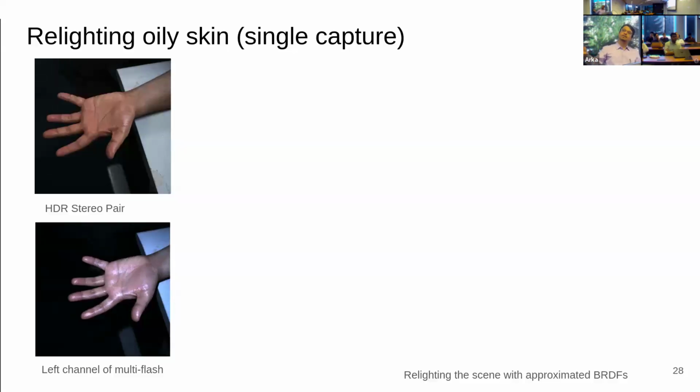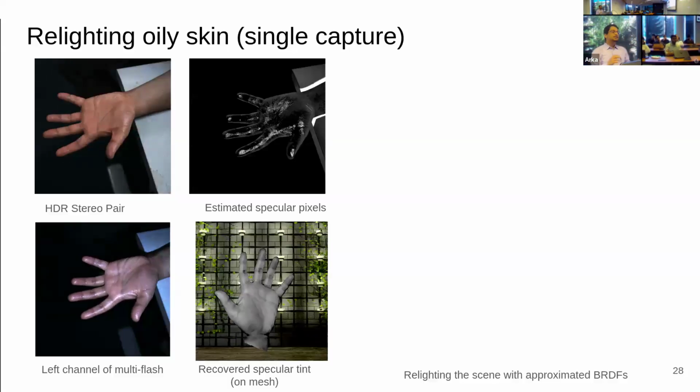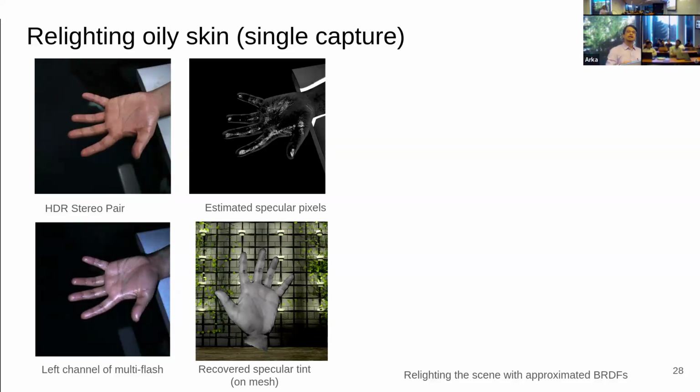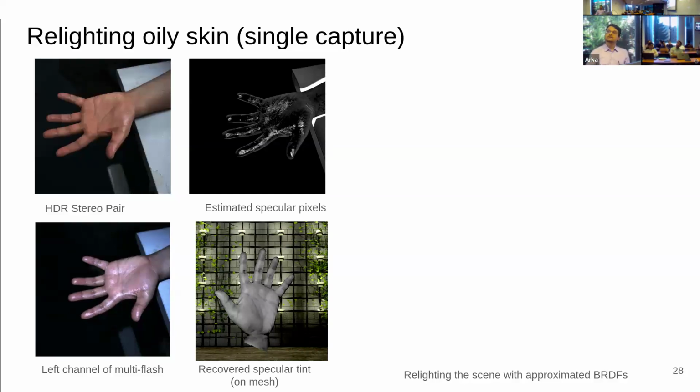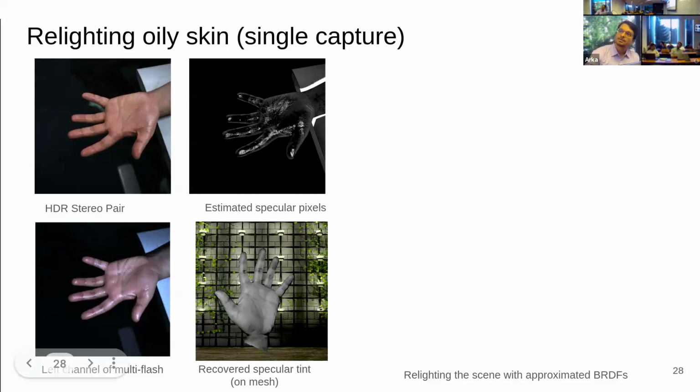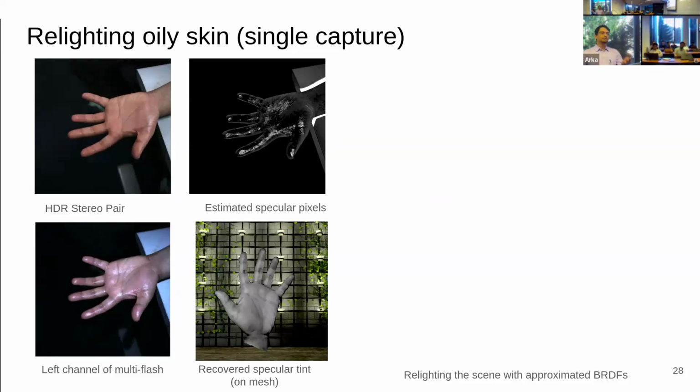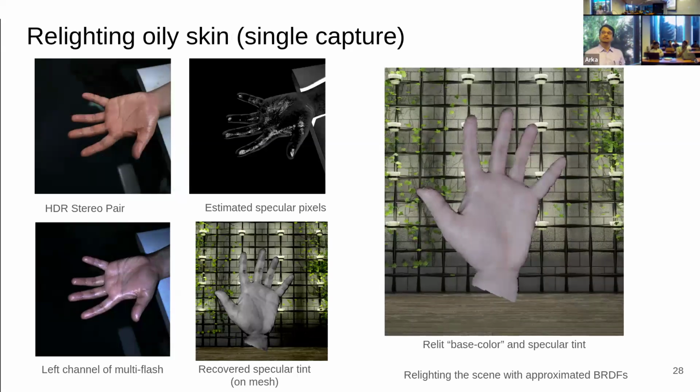an HDR stereo pair, and we also captured 2 channels of multi-flash images. Since we have the light moving in a particular pattern around the camera, we could estimate the location of the specular pixels. And like before, we could also estimate the geometry. I'm sorry for this bar which is blocking. It just says recovered specular tint on mesh. So we could recover the specular tint, and the geometry is also recovered, so we could paint it on the mesh. And with this, like before, we could do the following things.